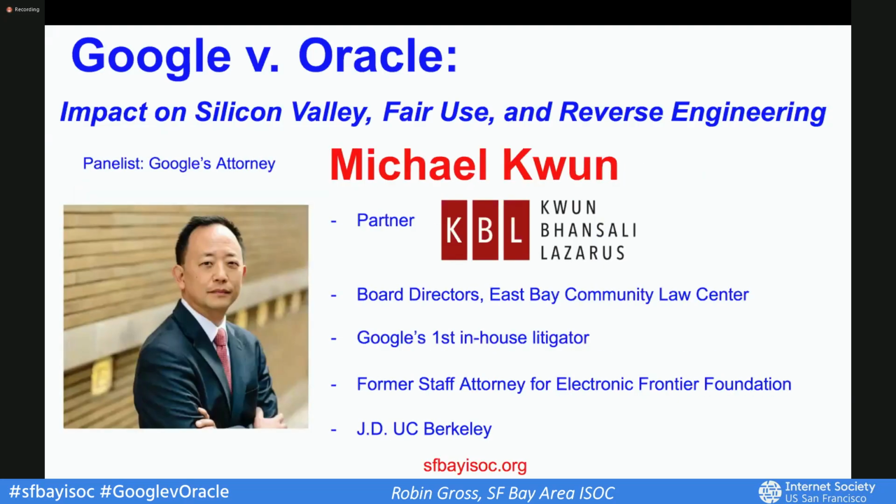Okay, our next panelist is Google's attorney, Michael Kwun. He is a partner with Kwun, Bhansali, Lazarus, and also on the board of directors of the East Bay Community Law Center. Michael was Google's first in-house litigator. He's also a former staff attorney for the Electronic Frontier Foundation and also got his JD at UC Berkeley.